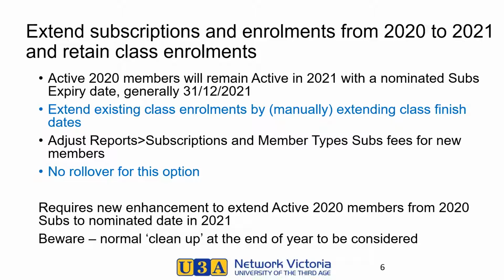You need to adjust the reports and subscriptions and member types. So you need to accommodate that any new member that joins has to have a subscription as per Robin's talk this morning. You might need to look at the member types and the subscription fee for new members. It may not change, so you can leave it alone. In this particular case, you wouldn't roll over your members. So you're extending your current membership into the end of next year. No rollover, because if you roll over, by definition, they become inactive. So you would keep them active, and then you can continue to roll over, add new members as you go.